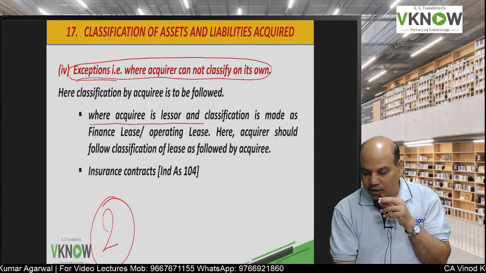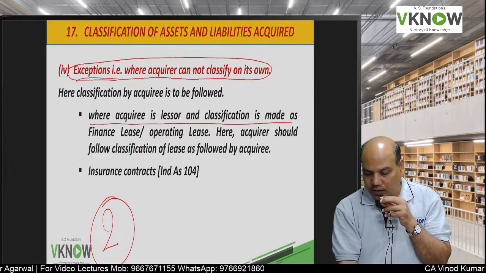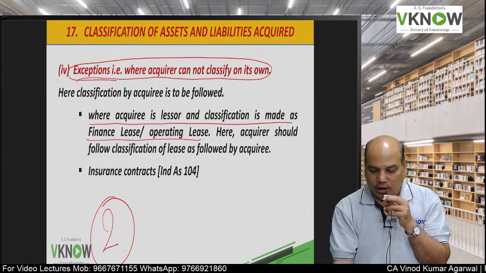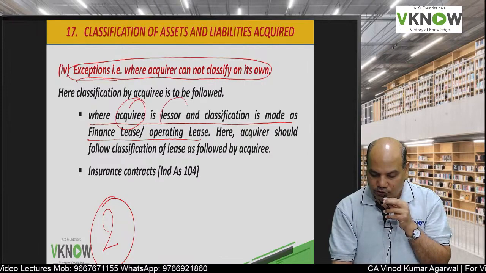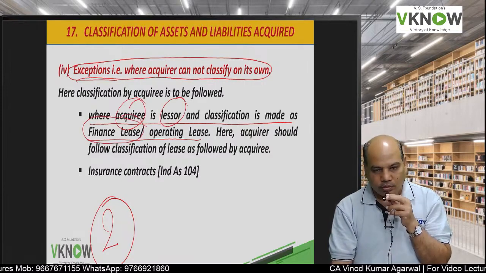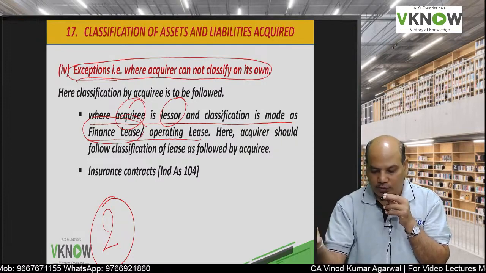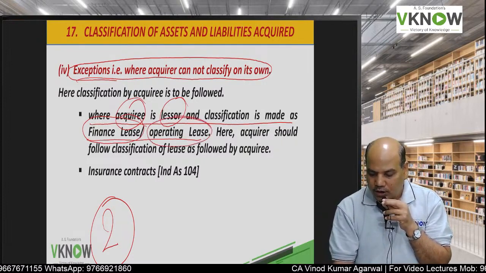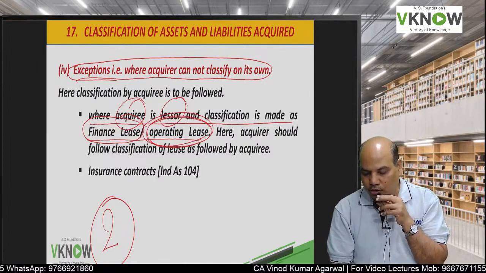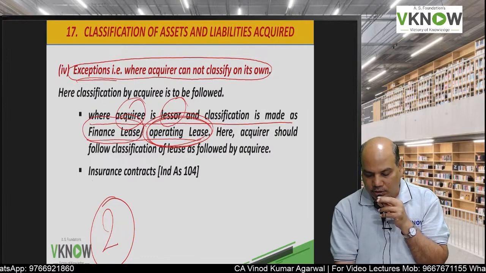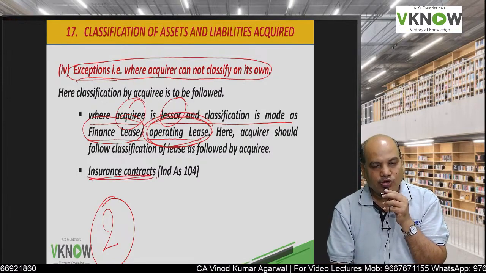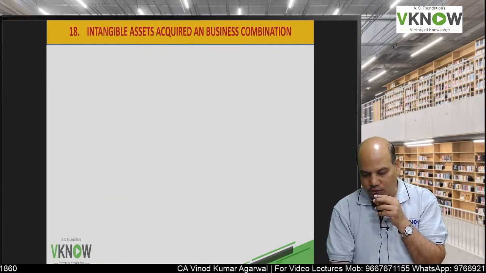where acquiree is a lessor and classification is made as finance lease and operating lease. So if the acquiree, who is a lessor, has classified a lease as finance lease, you will also classify the lease as finance lease. If the acquiree has classified a lease as operating lease, you will also follow the same classification. And second is not very important for our syllabus, insurance contract, IND AS 104.